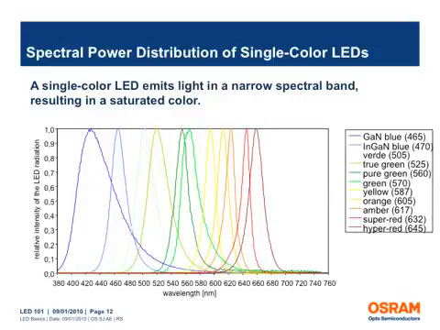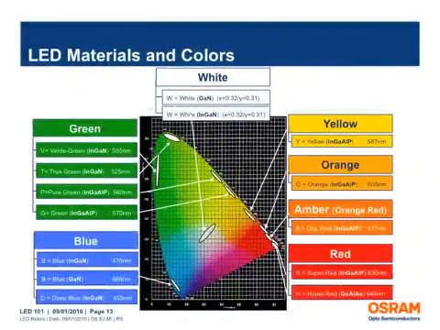A monochromatic or single color LED emits light in a narrow spectral band. The spectral power distribution is a representation of the radiant power emitted by a light source as a function of wavelength. The semiconductor material used in an LED determines its wavelength or color of light. As mentioned earlier, InGaN and InGaAlP are the two primary semiconductor materials, and slight changes in the composition of these alloys change the color of the emitted light. This image shows the various colors produced with different compositions of alloys on a CIE 1931 color chart.